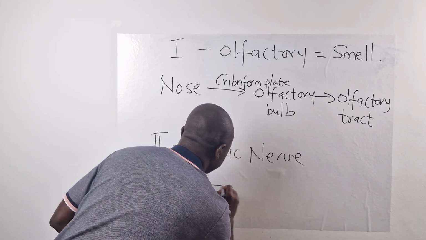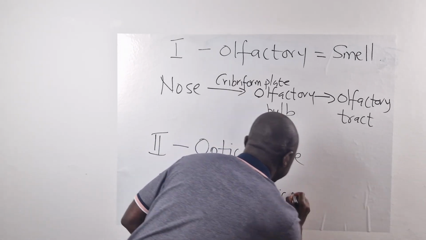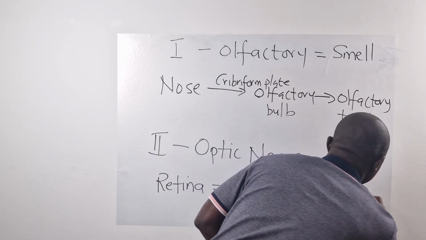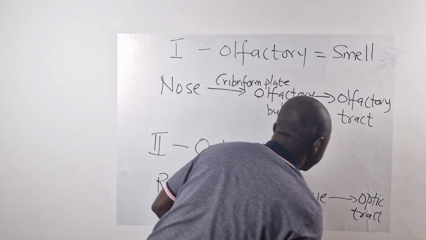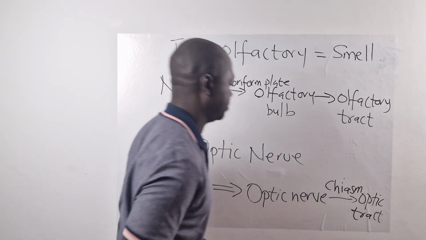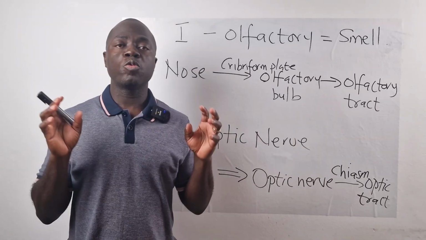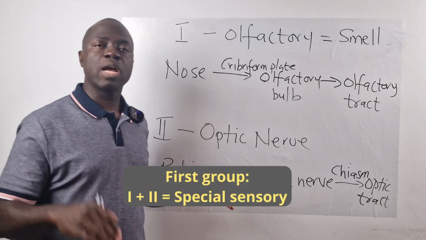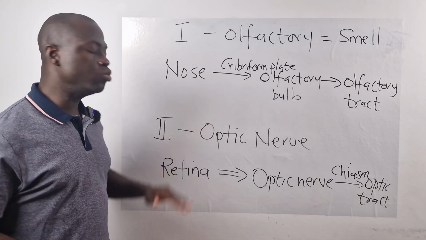So retina, all right, optic nerve, and then optic tract. Remember, before the optic tract, some of the fibers will cross in the optic chiasm, okay? And from there to the visual pathway. So already you can see a pattern. Cranial nerve 1 and 2 are special sensory nerves. 1 is for smell and 2 is for vision.